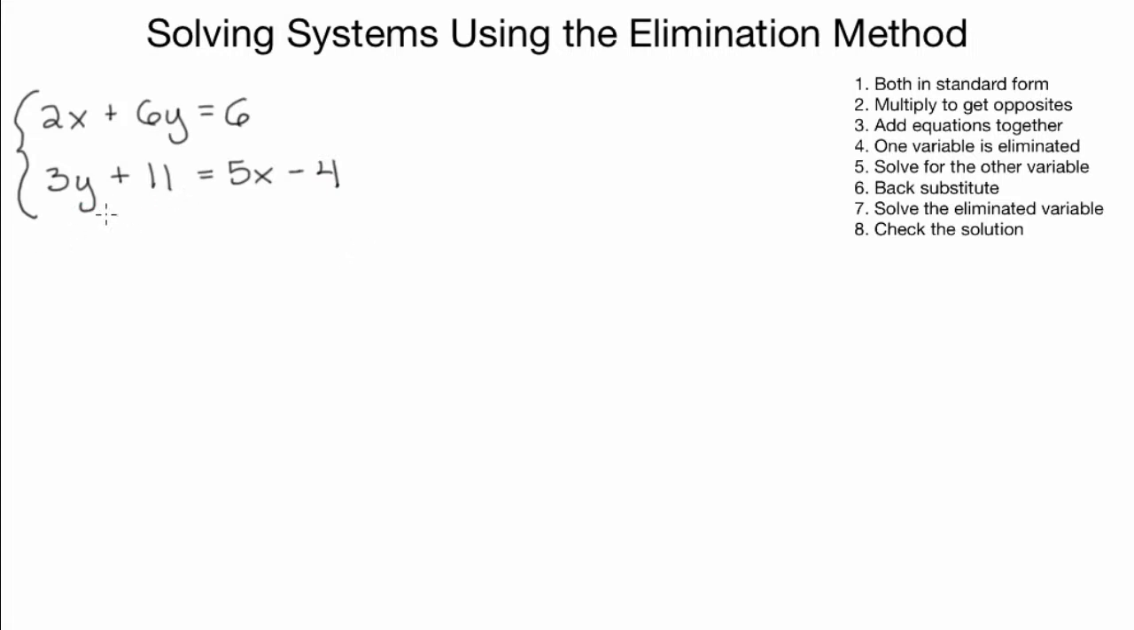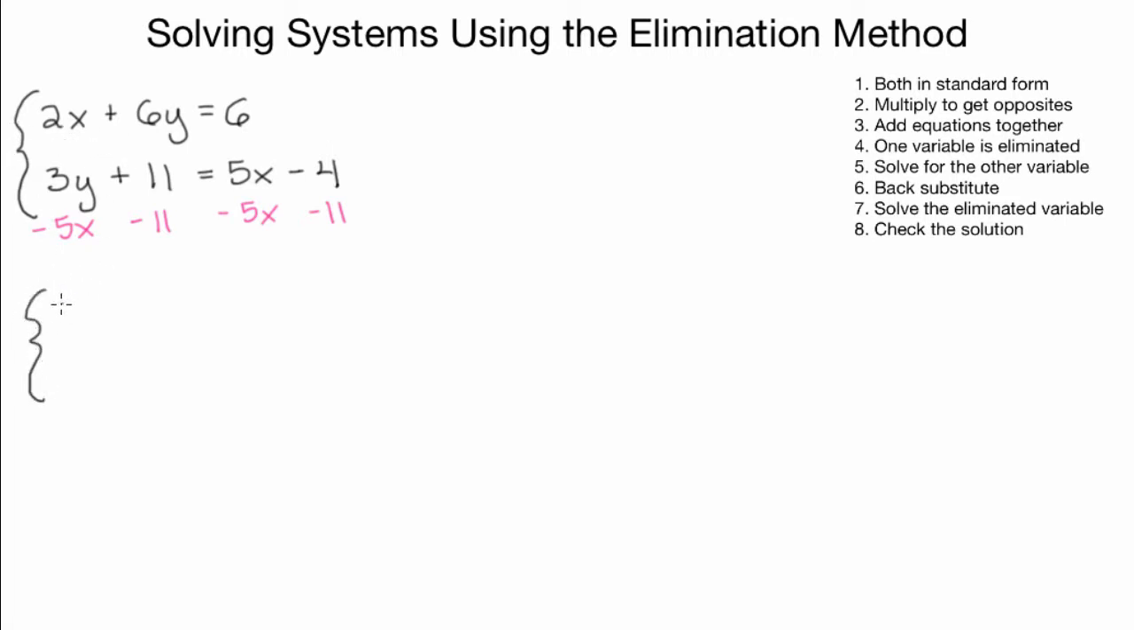To do that, I'm going to subtract 5x from both sides. I'm going to move that 5x to the left side of the equation with the y. But I don't want this plus 11 there. I want to move it to the other side of the equation, so I'm going to subtract 11 from both sides. And what I end up with is that I still have my first equation, so I'm going to rewrite a whole new system.